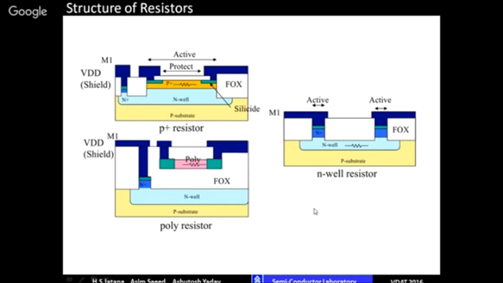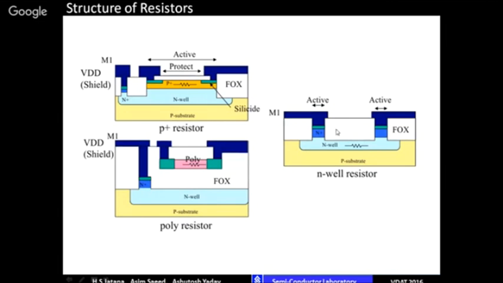Another thing is, since there is a reverse biased PN junction between this N well and P, there will be a current flow through these resistors. And third, any noise at the substrate will get into the resistor, and any noise from the resistor can get transferred to the substrate, which can get transferred to other elements also.